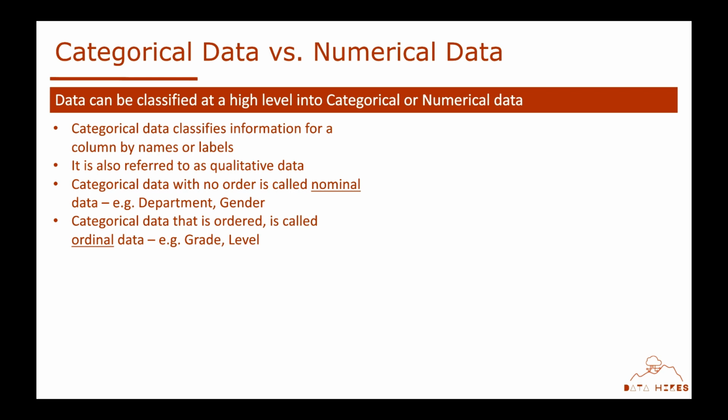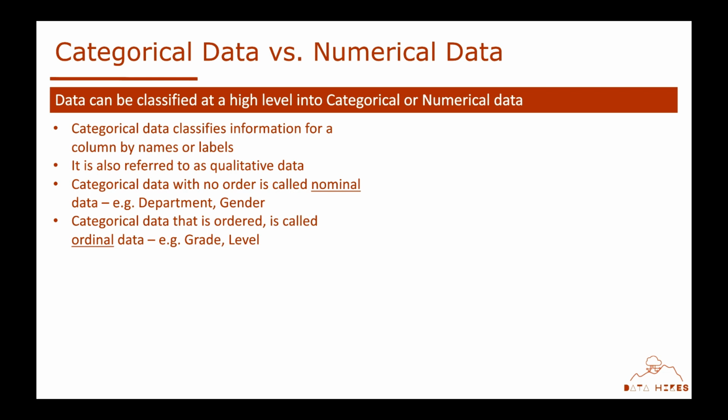Categorical data is also referred to as qualitative data. So it's not quantitative like numerical data would be, but it's qualitative. It describes the column or the values in the column more. Categorical data with no order is called nominal data. Categorical data can also have an order, but in cases where it has no order, it's nominal data. For example, department, gender.